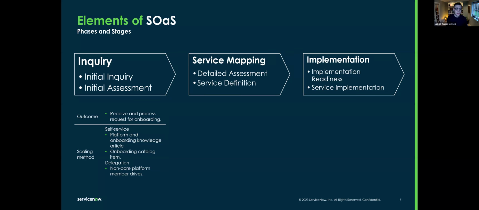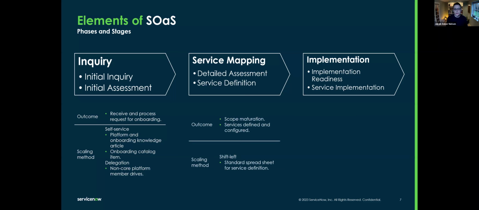We could be leveraging a catalog item for standardized intake and directing any requesters to this form. And we are trying to delegate the initial assessment to non-core platform members. This might be business analysts or project coordinators that have had a degree of upskilling to allow them to deflect the work from the very often burdened platform team and its core resources.